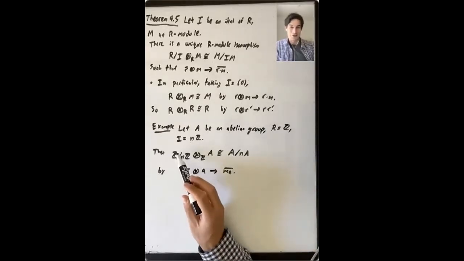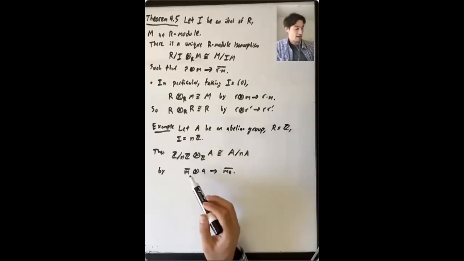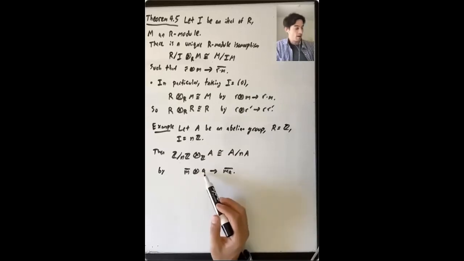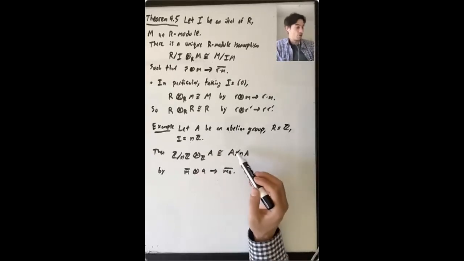Okay, and in this isomorphism, where do elementary tensors get sent? You have an integer, you look at integer m, you look at the corresponding element of Z mod nZ, call that m bar, tensor a, gets sent to take the product m times a, or this group element a added to itself m times, and then you reduce in this quotient A mod nA.